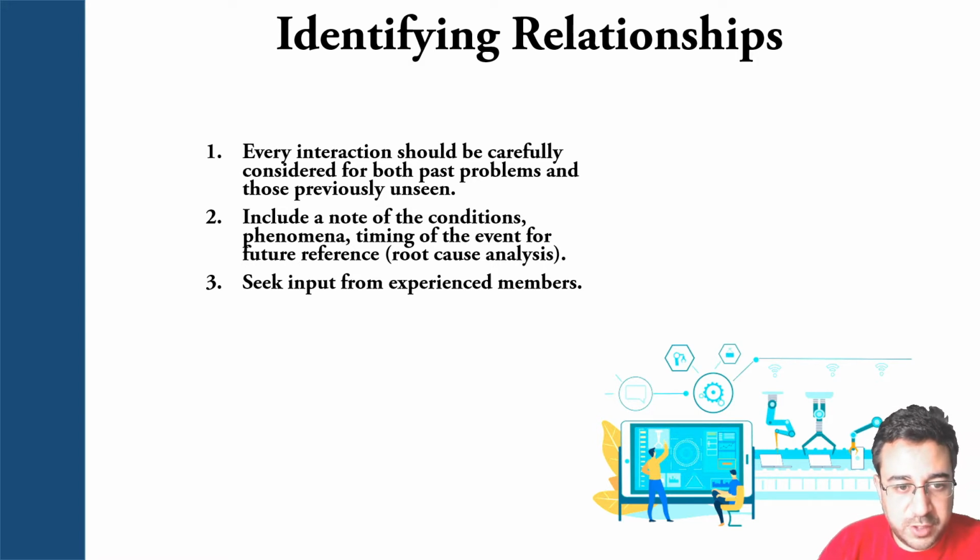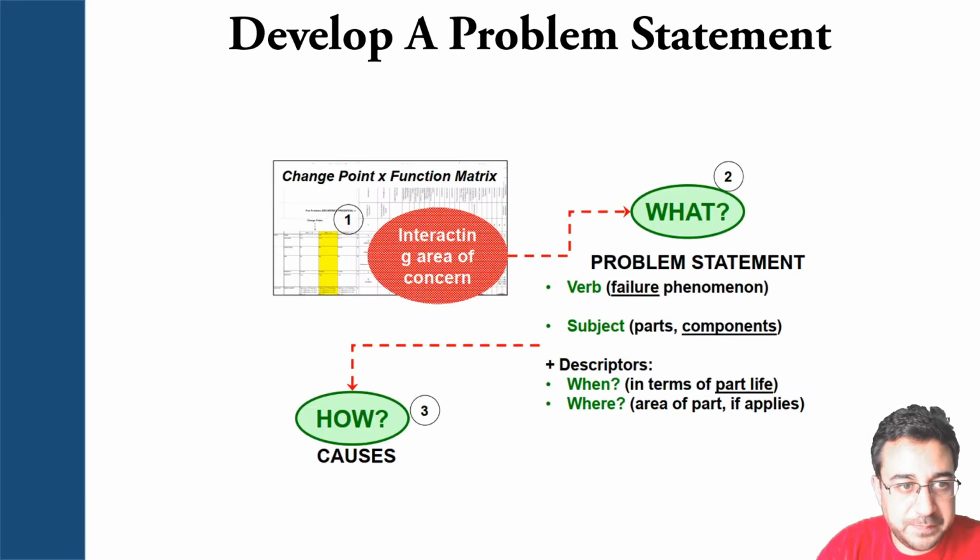And in your DRBFM worksheet, you put those past problems in the references tab so that you can use them in order to prevent those from showing up in your new design. Then you eventually, of course, seek input from the experienced members. This way you can look at the big picture and identify all possible relationships and all possible future causes that could show up in your system.